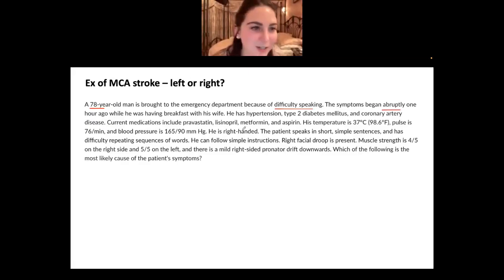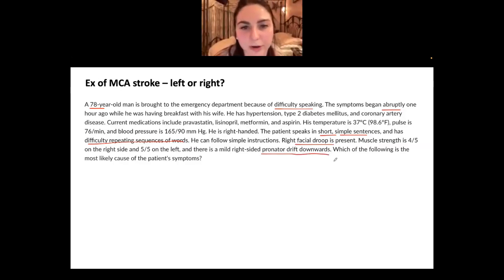He has all the risk factors for a stroke. He's right-handed. The patient speaks in short, simple sentences and has difficulty repeating sequences of words. This is Broca's aphasia, which I have a slide on later. And then there's facial droop. This is a cranial nerve symptom, which don't worry about it now. And then muscle strength is 4 out of 5 on the right and 5 out of 5 on the left.